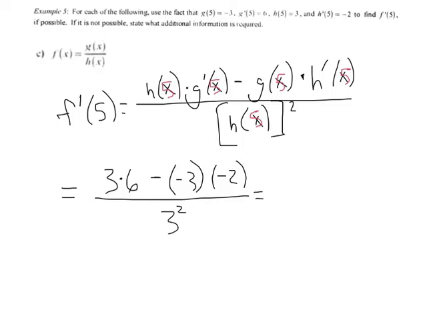So this one we can simplify a little bit. We get 18 in the end. The second part there would be minus 6 divided by 9. And in the end we get, let's see, 12 ninths or 4/3.